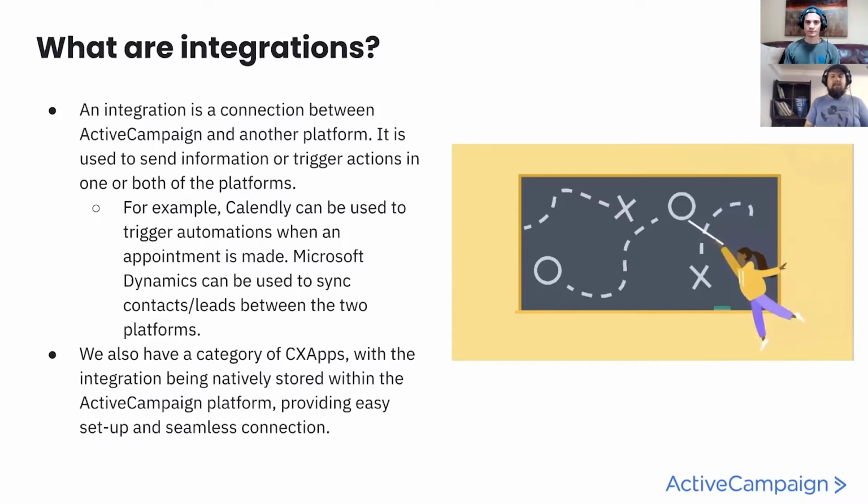Real quick call out before we get further in, because we're going to be talking about them throughout the day. We also have a category of CX apps, with the integration being natively stored within the ActiveCampaign platform, providing easy setup and seamless connection. So those are built right into the platform. We've shown you where you can find some of them, but you might have already seen them. We have some import export ones in our contact section, and the ones we're looking at today are in the automation section. Love it. Seamless experience, getting the data you need into the platform that you need it in.